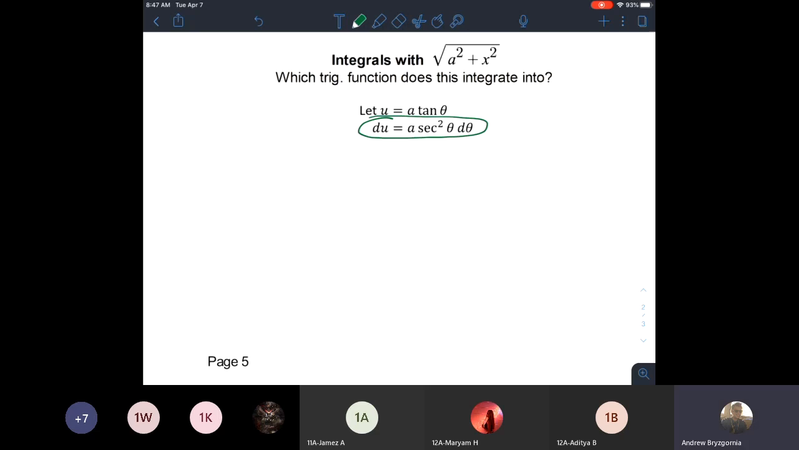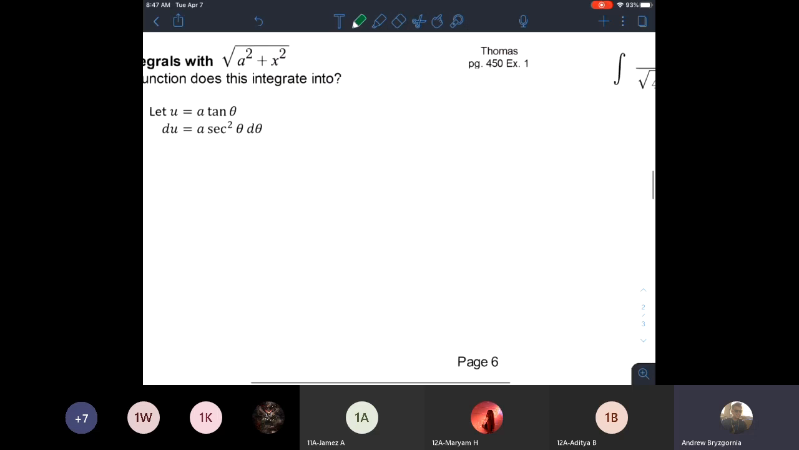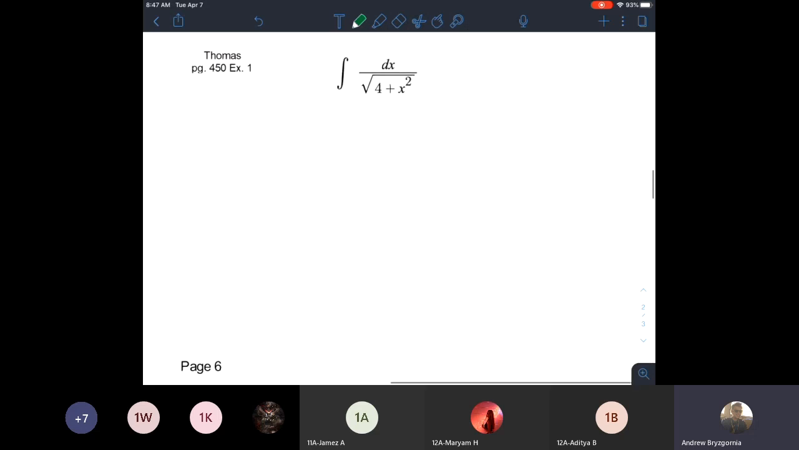And then that tells us that our du, the derivative, well, the derivative of tangent is secant squared. So that's how we get that second part then. And as I told you, I promise that this question will be a lot faster. I would say this one has about half as much work as the last one. Okay, so for the next one, this is the first example of this section for the Thomas book.